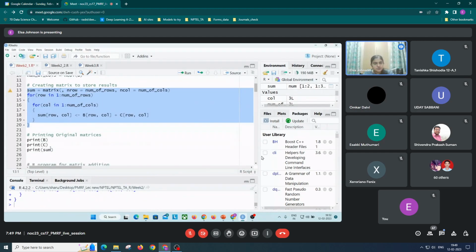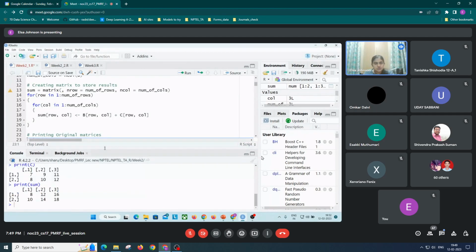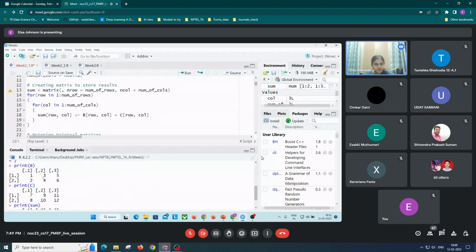So I'm just printing the original matrices B and C as well as the sum. If I do that, you can see here the B matrix is 1 3 5, 2 4 6, and the C matrix is 7 9 11 and 8 10 12. The sum will be element wise summing. So it will be coming like 8 12 16 and 10 14 and 18. So this is the element wise sum.